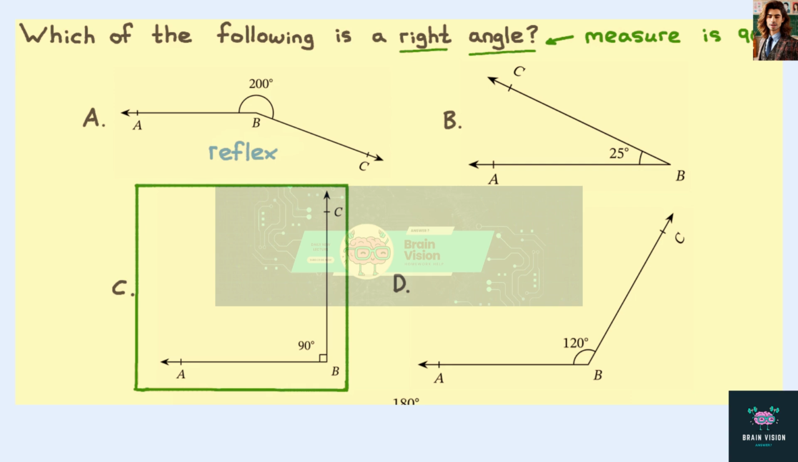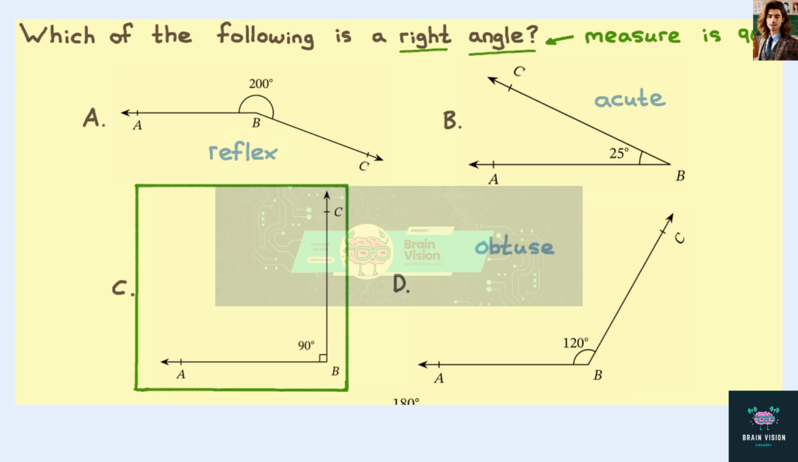First, we recall that an angle with measure between 180 degrees and 360 degrees is a reflex angle. So the angle in option A is a reflex angle. Second, we recall that an angle with measure between 0 degrees and 90 degrees is an acute angle. So the angle in option B is acute.